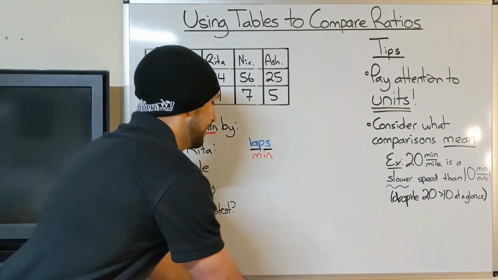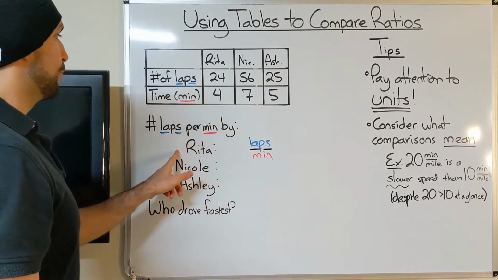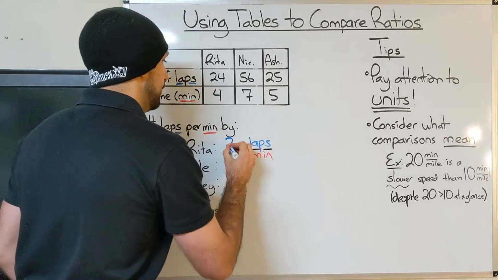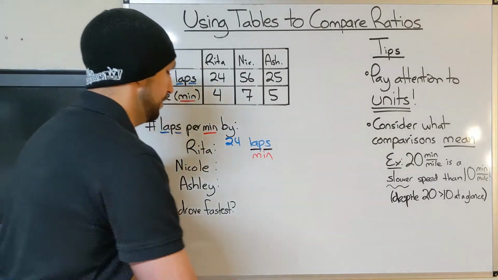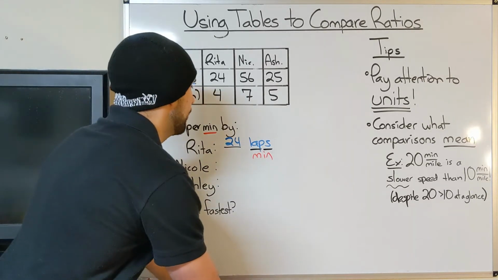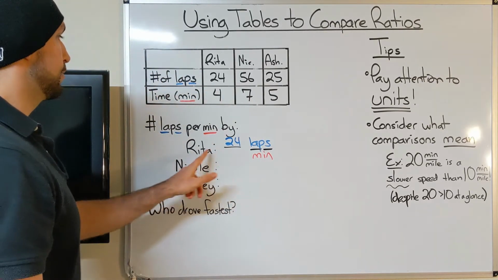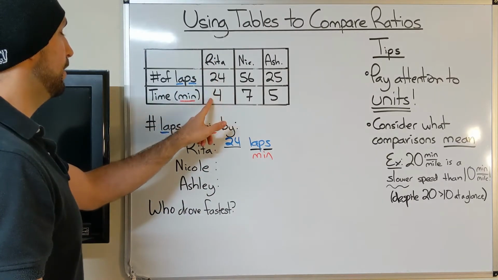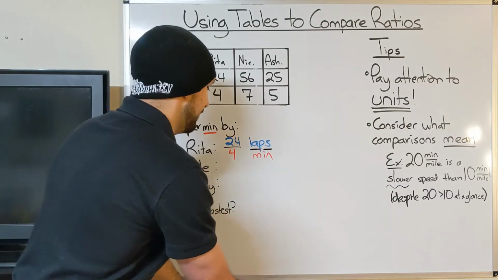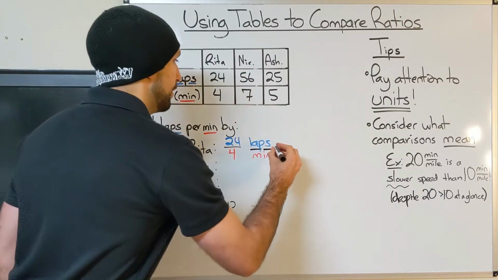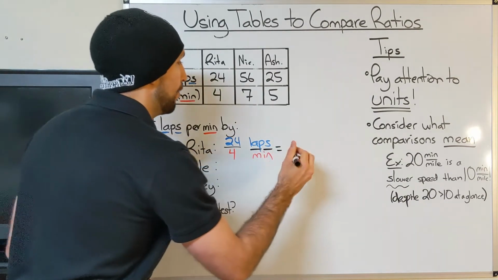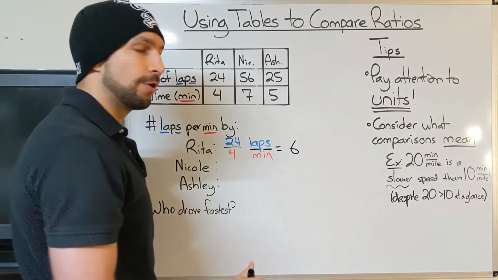So let's go ahead and calculate that. The number of laps by Rita was 24. So 24 laps divided by 4 minutes. The number of minutes run by Rita was 4. We can simplify this. 24 divided by 4, there's a 4 present. If you factor both of these, 24 divided by 4 is 6 laps per minute.